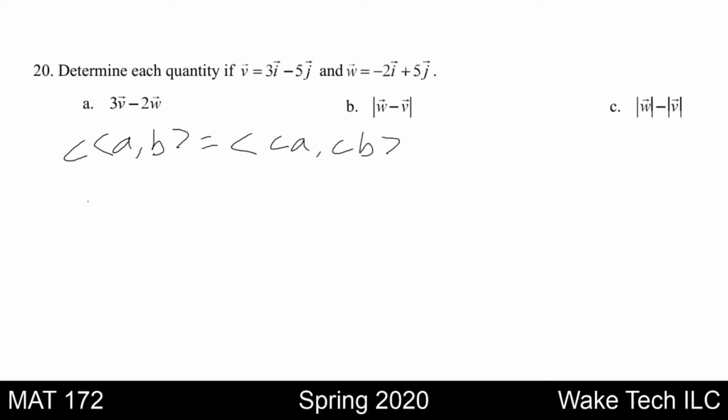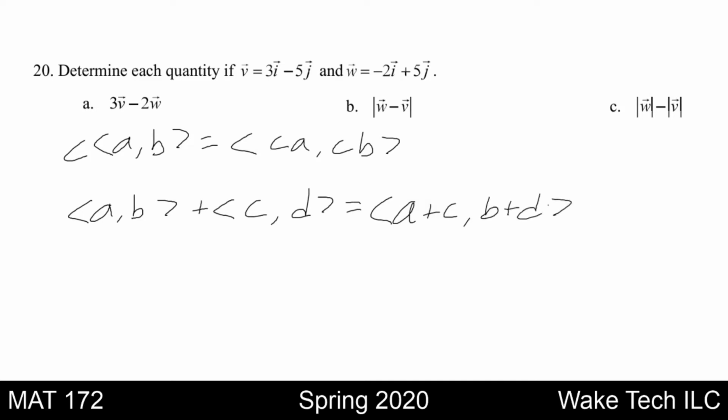Similarly, adding or subtracting vectors, let's call them ⟨a, b⟩ and ⟨c, d⟩, adds or subtracts the respective components. So ⟨a plus c, b plus d⟩.